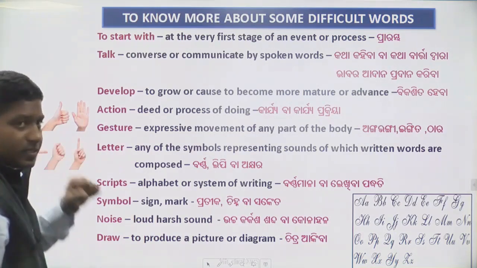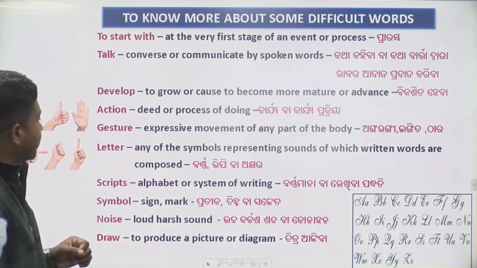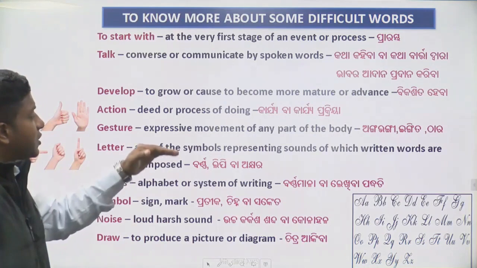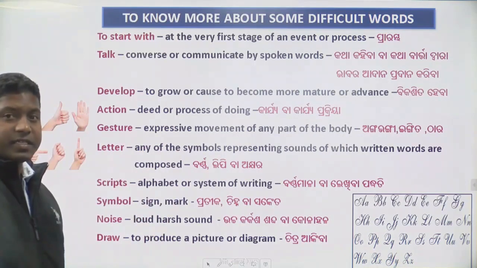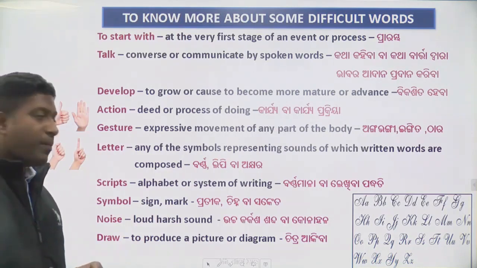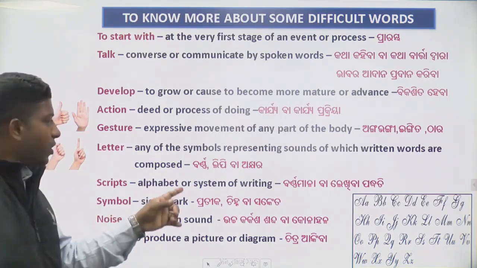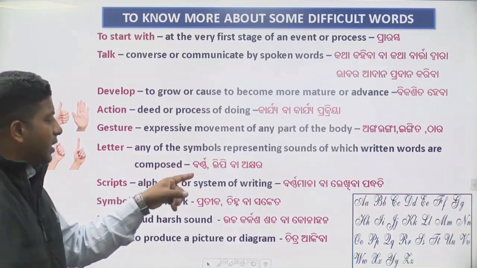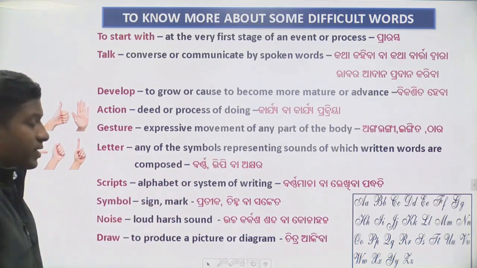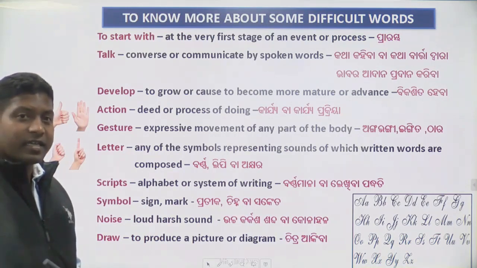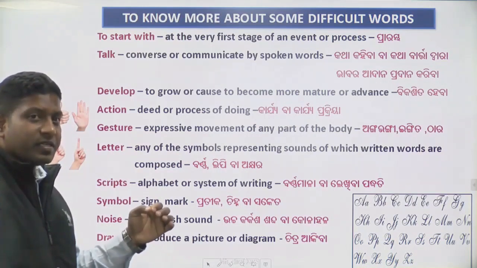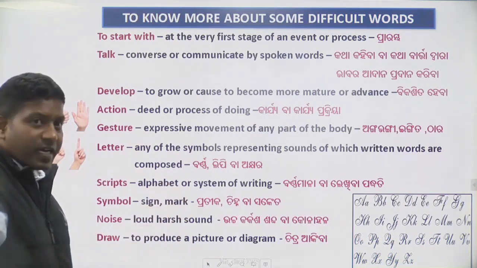The next word is letter. What does it mean? Letter means any of the symbols representing sounds of which written words are composed. In Odia we call it Varna, ba Lipi, ba Akshara. Children, can you tell me how many letters are there in English? There are 26 letters like A, B, C, D, E, till Z.